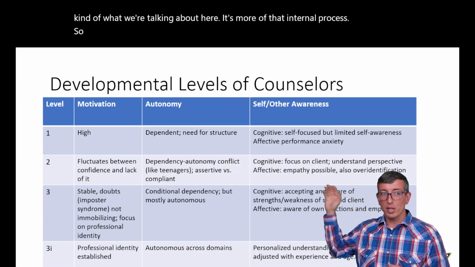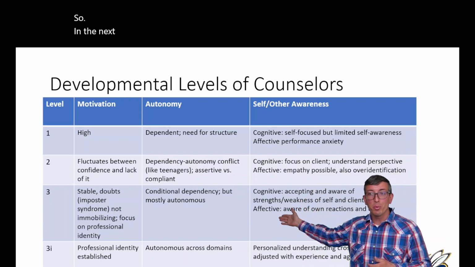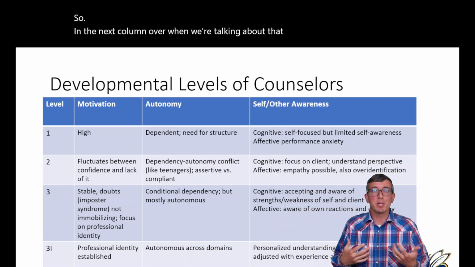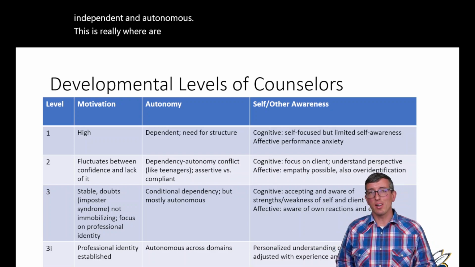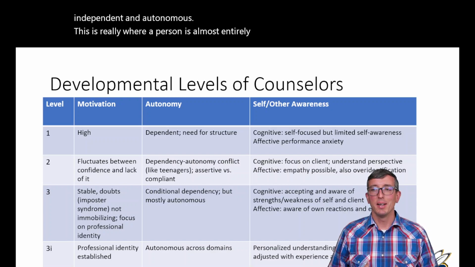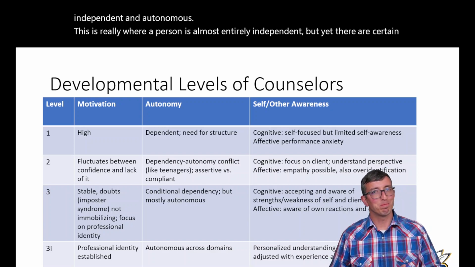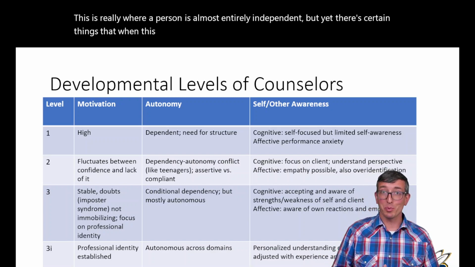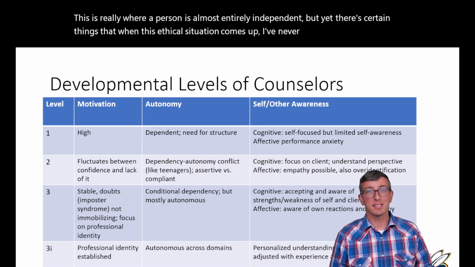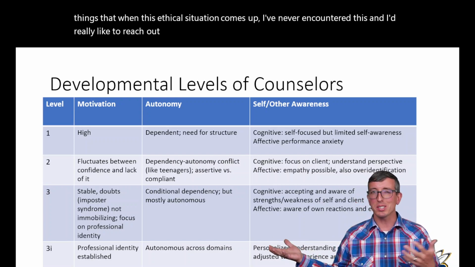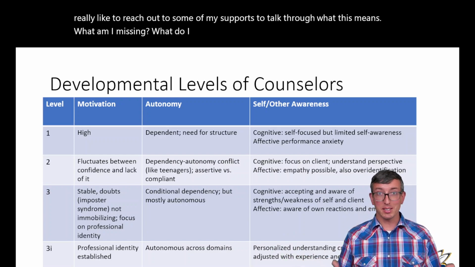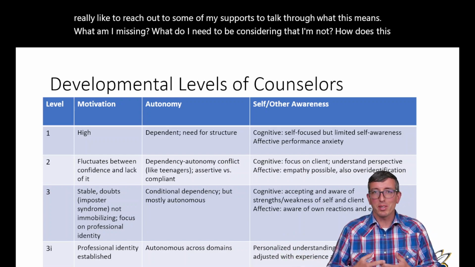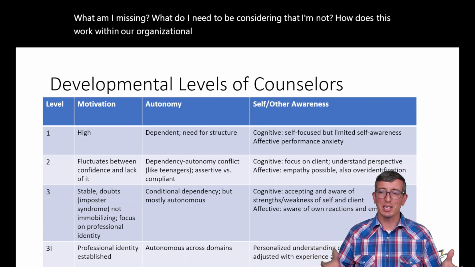So in the next column over, when we're talking about that process of becoming more independent and autonomous, this is really where a person is almost entirely independent, but yet there's certain things that, when this ethical situation comes up, I've never encountered this, and I'd really like to reach out to some of my supports to talk through what this means. What am I missing? What do I need to be considering that I'm not? How does this work within our organizational policies or something like that?